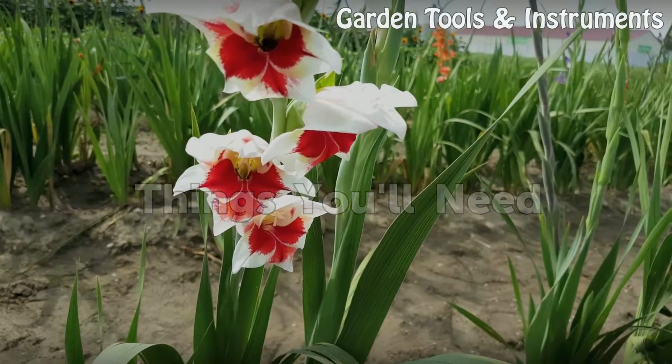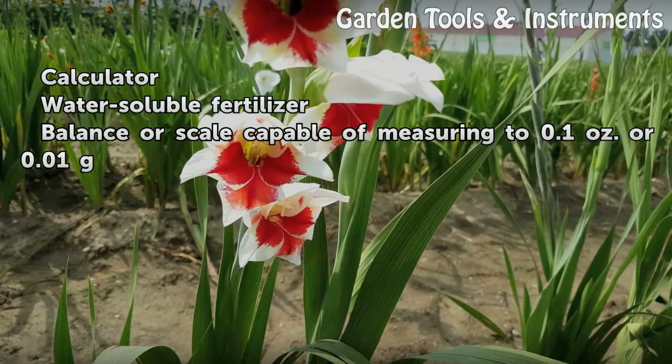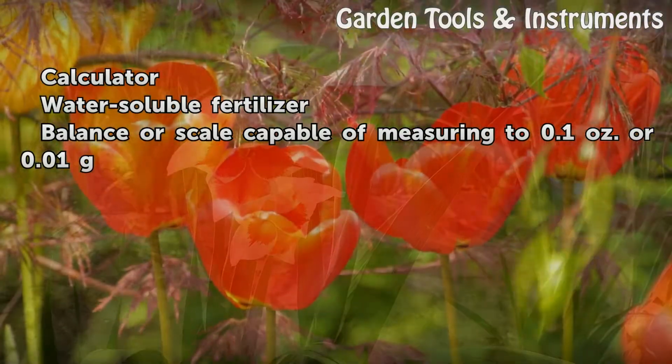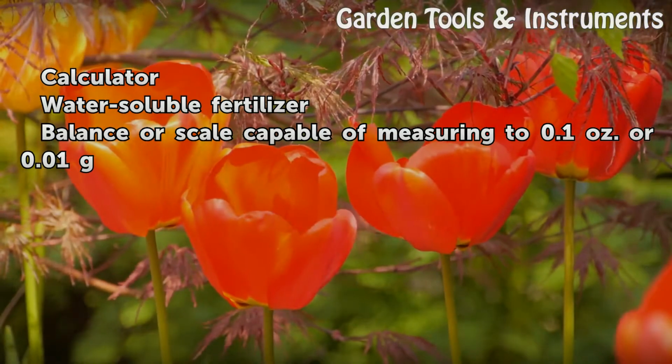Things you will need: calculator, water-soluble fertilizer, balance or scale capable of measuring to 0.1 ounces or 0.01 grams.